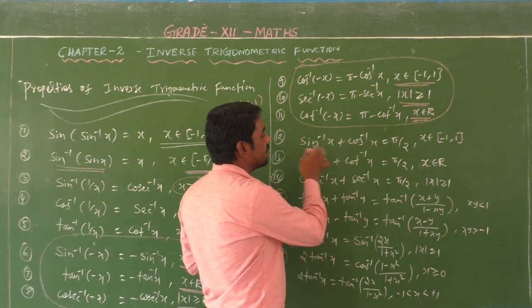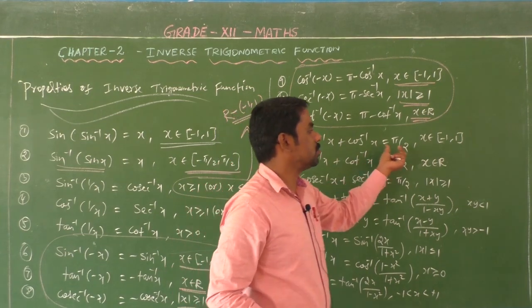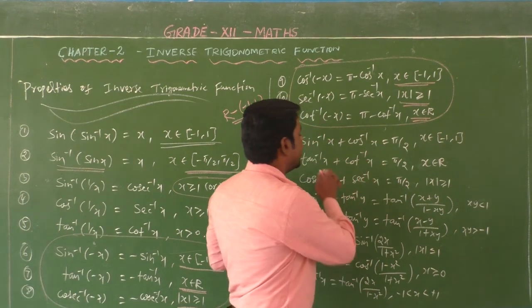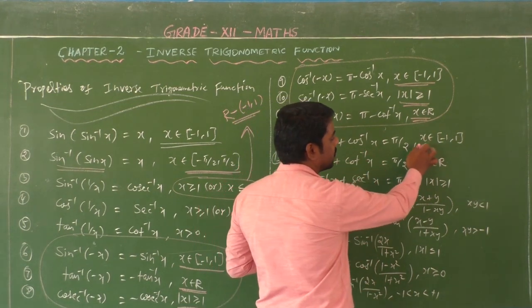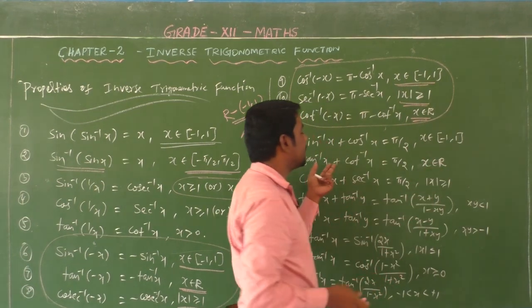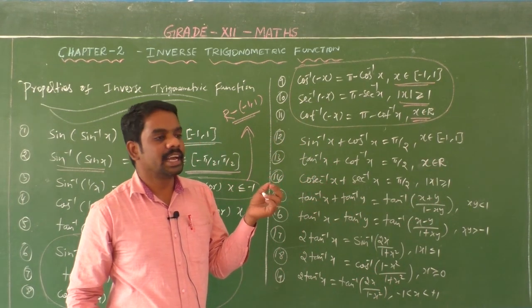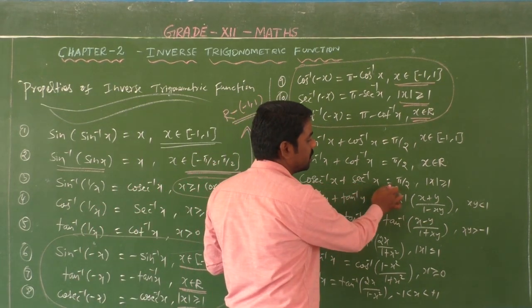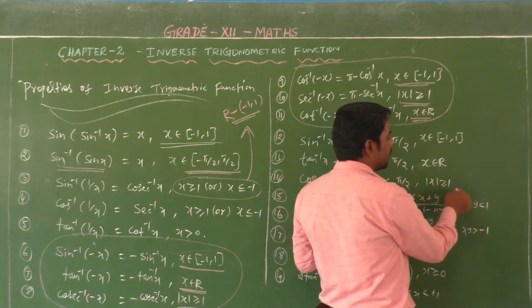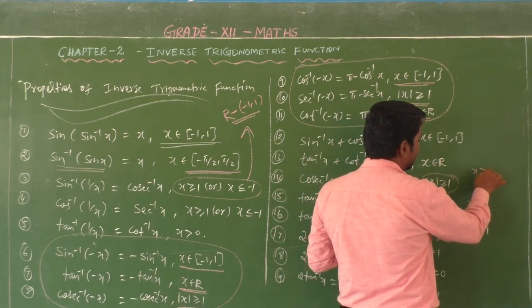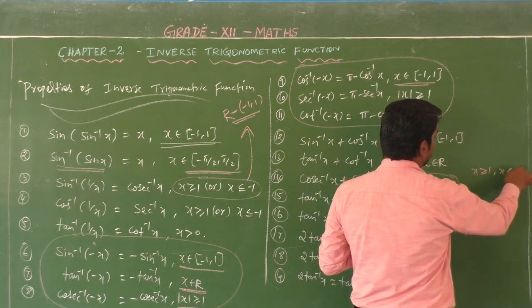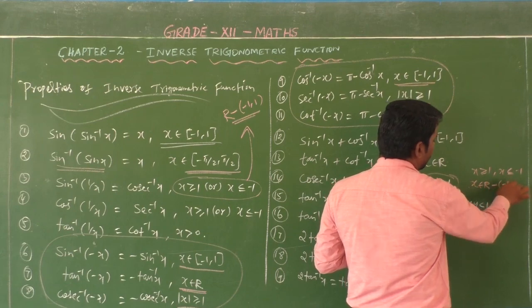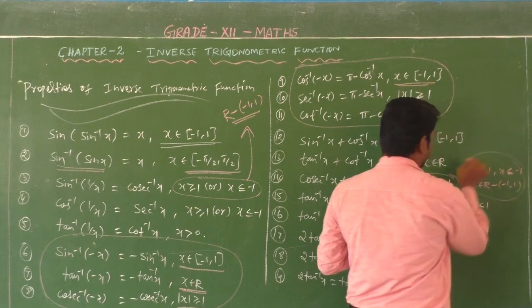Listen, the 12th one: sin inverse x plus cos inverse x equals pi by 2, where x belongs to minus 1 comma plus 1. Tan inverse x plus cot inverse x equals pi by 2, where x belongs to the set of all real numbers. Cosecant inverse x plus secant inverse x is equal to pi by 2, where modulus x is greater than or equal to 1, that is x is greater than or equal to 1 and x is less than or equal to minus 1. So x belongs to the set of all real numbers except the open interval minus 1 to plus 1. This is the same.